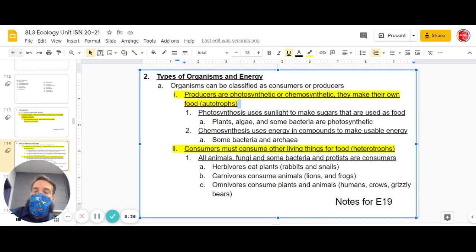All plants are producers. They're autotrophs. Herbivores eat plants, carnivores eat animals, and omnivores consume plants and animals. Humans, crows, grizzly bears, we're all omnivores. Now, yes, some humans decide to only eat vegetables, but biologically, a vegetarian is still an omnivore. They have the ability to eat and digest meat. They just choose not to.